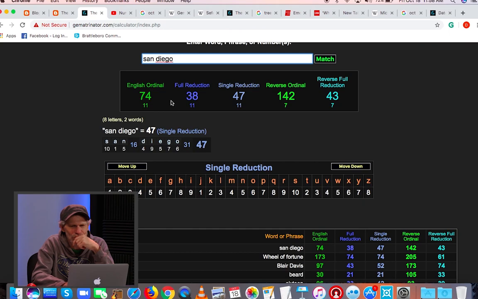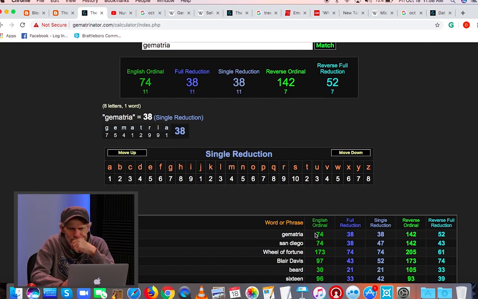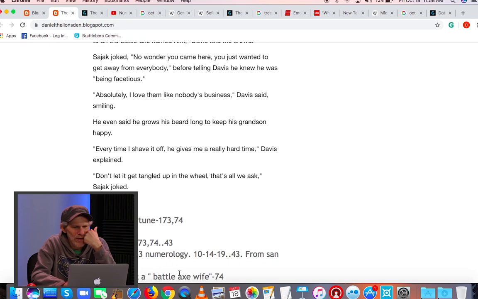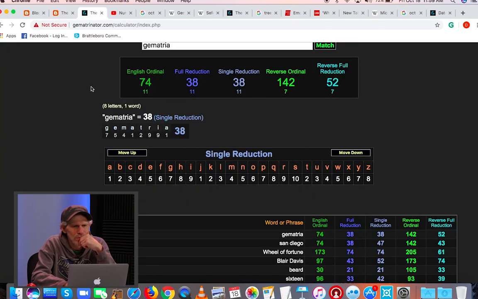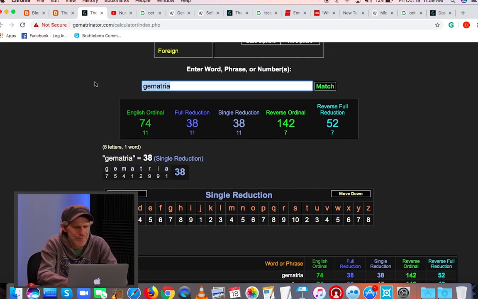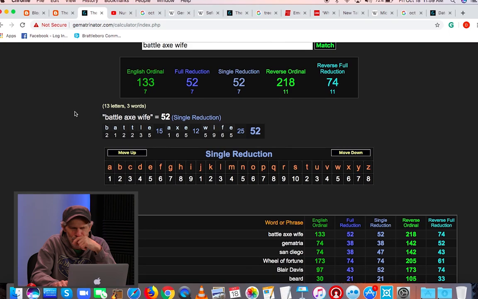Right? And San Diego's got Gematria numbers. Check this out. If you write out Gematria, pretty close to San Diego. I mean, almost a perfect match. 74, 38, and, well, Gematria doesn't have an S. 142. Look at that. 3 of the 4 or 5 ciphers here, if you include the S exception. That's pretty hitting. I don't know if that's a word. He's got a battle axe wife. Remember we saw the quotes? Battle axe wife equals 74 as well. This is an ode to Gematria. Battle axe wife, 74, also 52. Like, what was also 52? Like Blair Davis. His wife is named Kim.